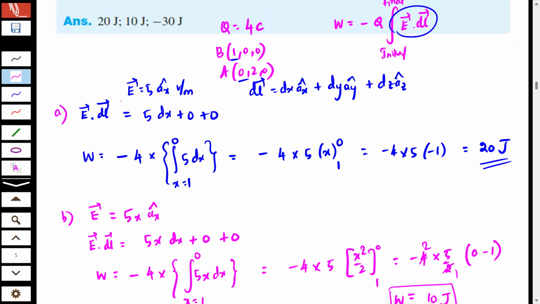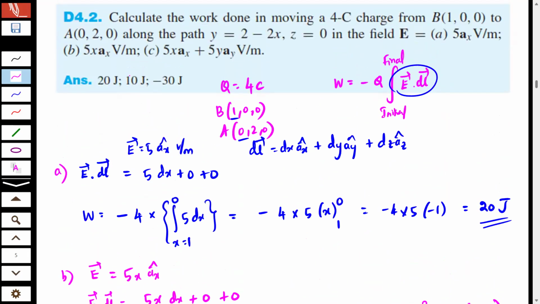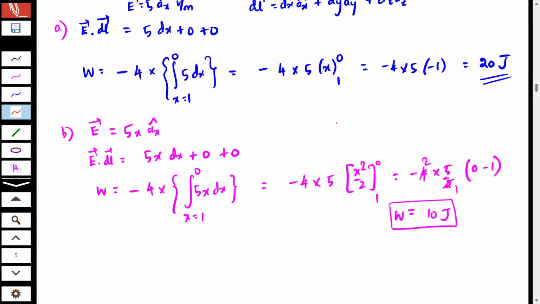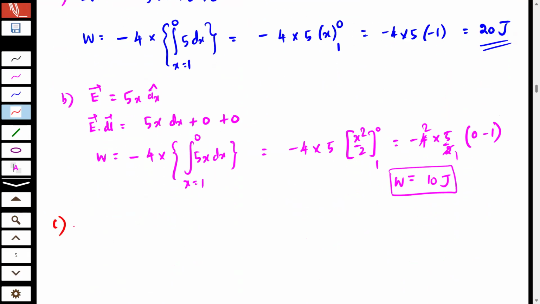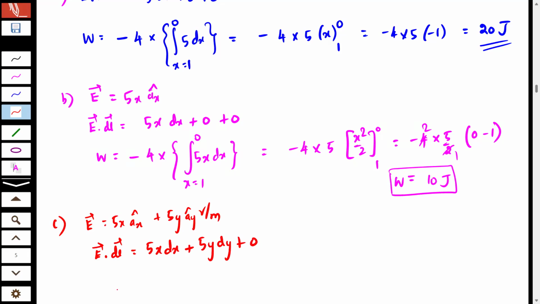Next, the third subdivision. The vector E is 5x ax cap plus 5y ay cap volt per meter. This is the vector E for the third subdivision. So we should compute E dot dl vector, which is going to be 5x dx plus 5y dy plus 0.